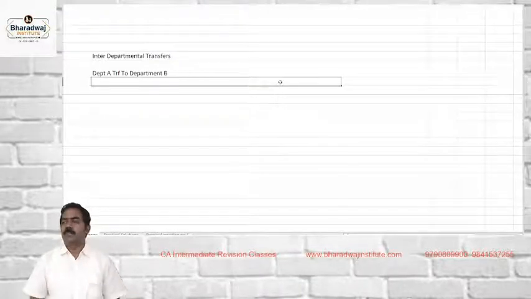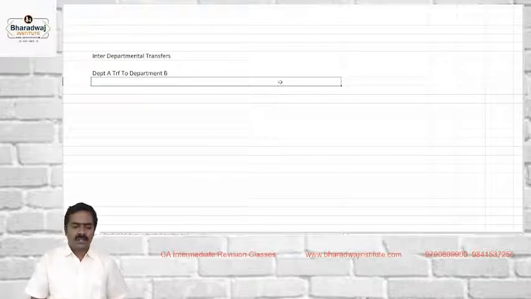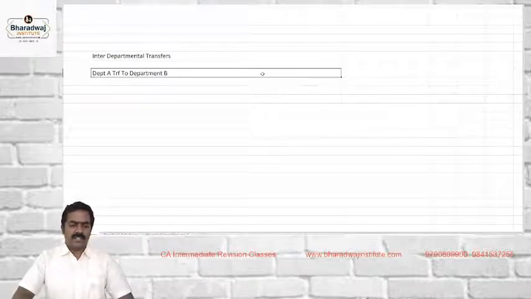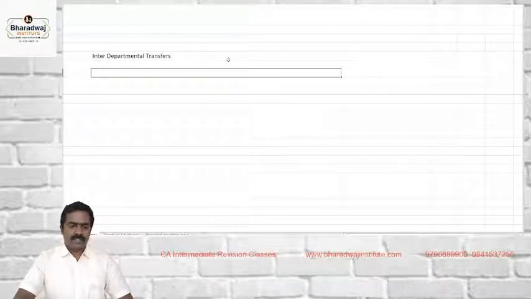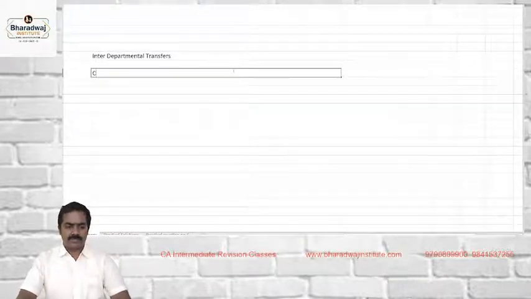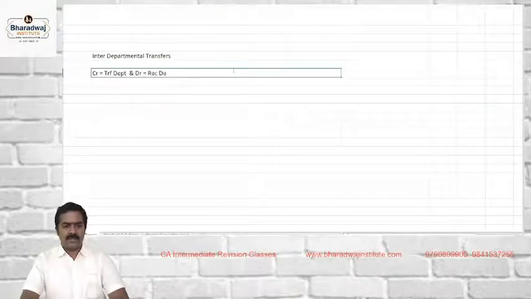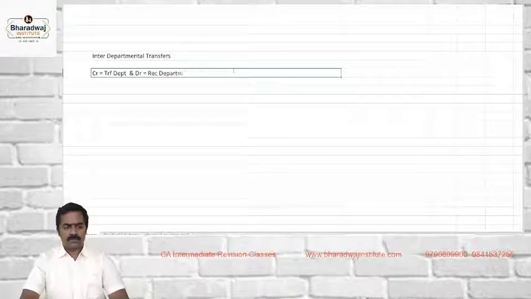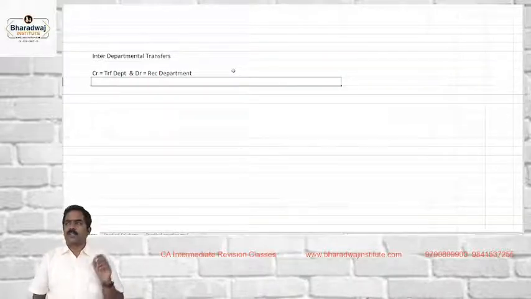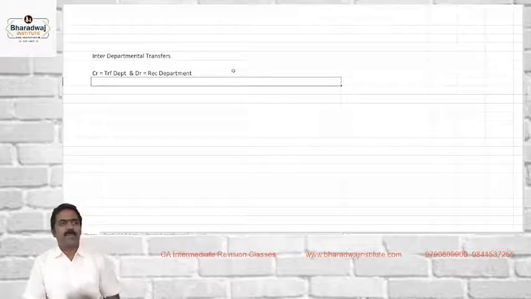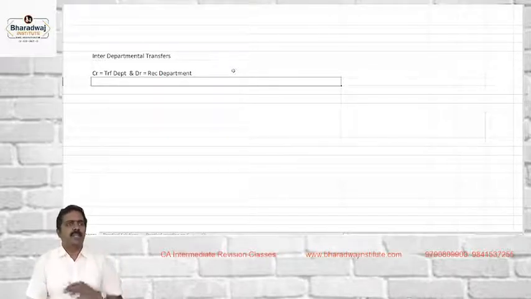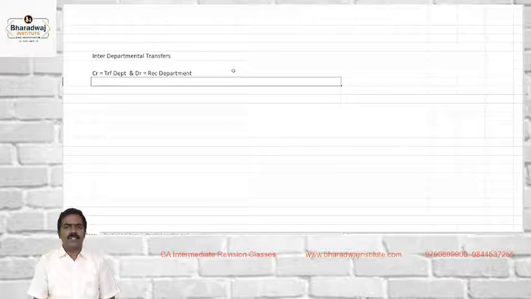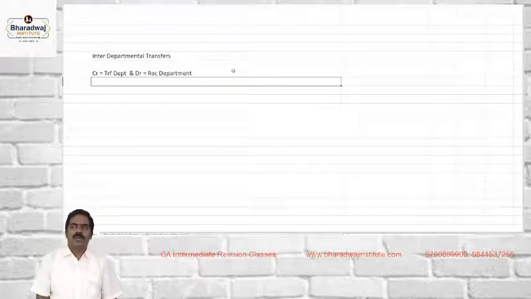Interdepartmental transfers. Number 1. It is recorded in trading account. Credit which department? Transferring department. And debit which department? Receiving department. Interdepartmental transfers are recorded in which account? Trading account. Same like goods sent to branch. We credit the head office and debit what? Branch. Clear? Head office is transferring, credit the giver, debit the receiver, goods are received by branch.